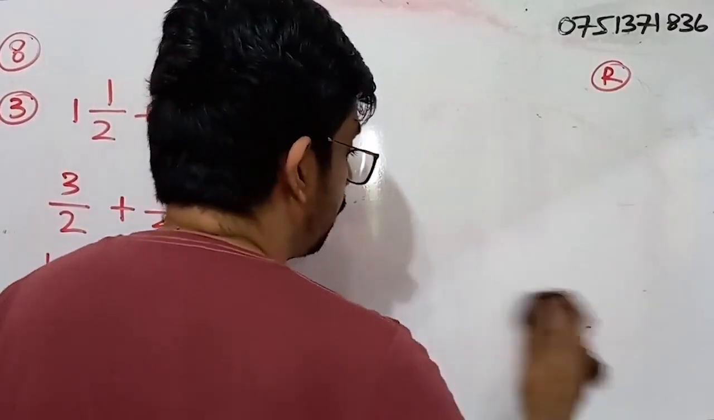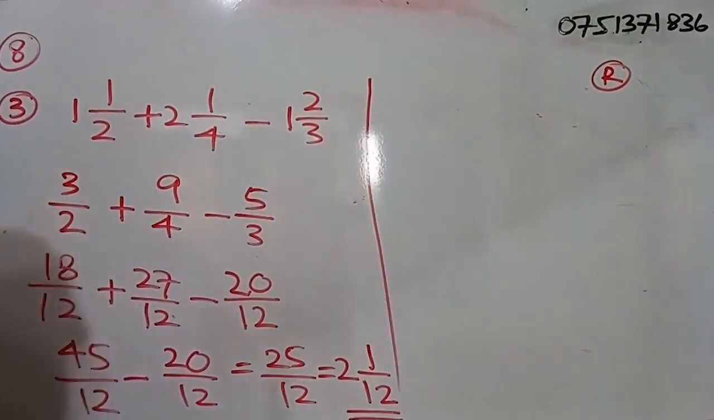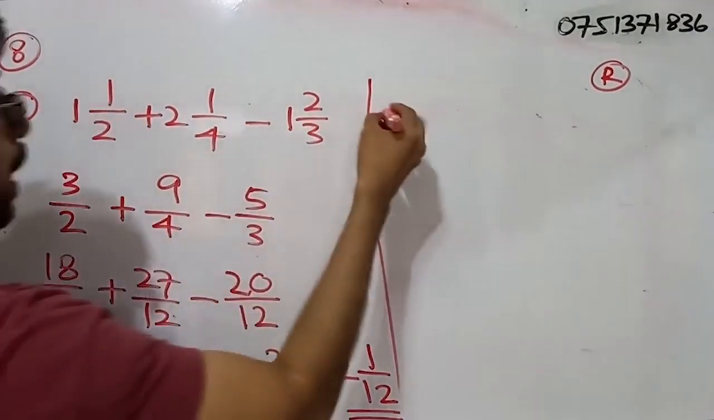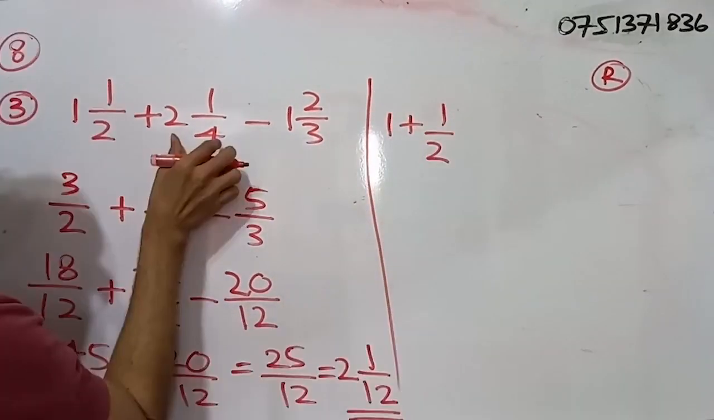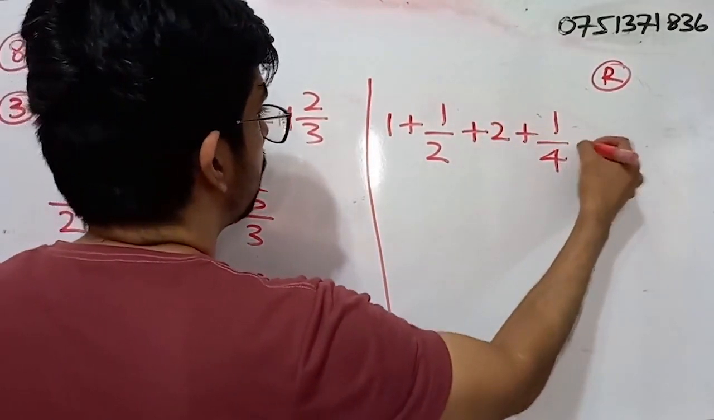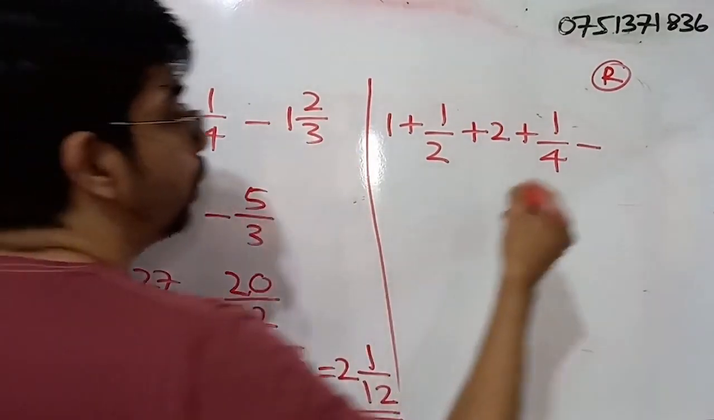So there's another way of coming up with the answer. So I will do that as well. Right? So 1 and half I can break into what? 1 plus half. 2 and a quarter I can break it as what? 2 plus quarter. Minus 1 and 2/3 I can break it into what?